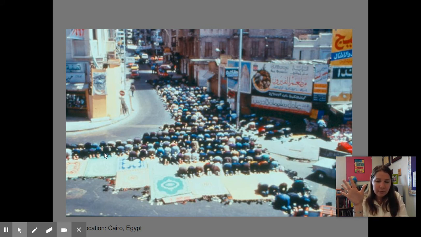Muslims pray 5 times each day: sunrise, noon, mid-afternoon, evening, night.